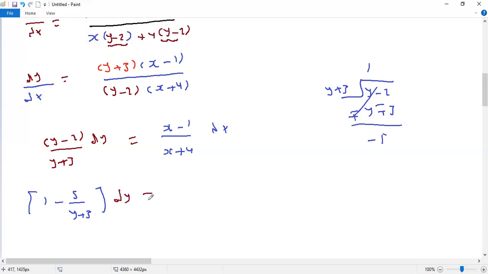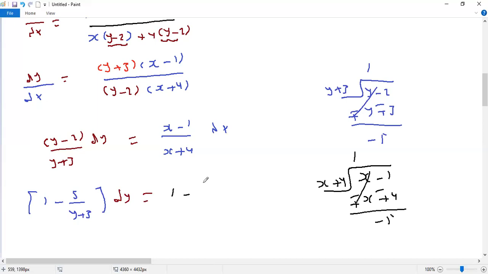The second one, equal to: now again divide this one, x minus 1, by this one, x plus 4. So x by x is 1, multiply, we have x plus 4. Now subtraction, change the sign, so this will be minus 5. So it can be written again as 1 minus 5 over x plus 4 dx.